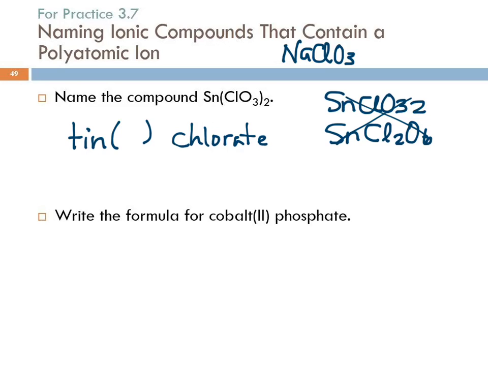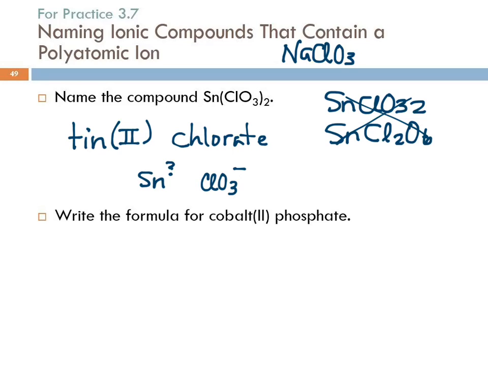So tin something chlorate. Now we need to figure out what the charge is. Well, what's the charge on chlorate? -1. And we have 2 of those, right? And we've got the tin, and we're trying to figure out what's that. Well, if we have 2 of these guys, and they're each -1, that's a total of -2 charges. And there's only 1 tin, so it must be +2. So this is tin(II) chlorate. Any questions?